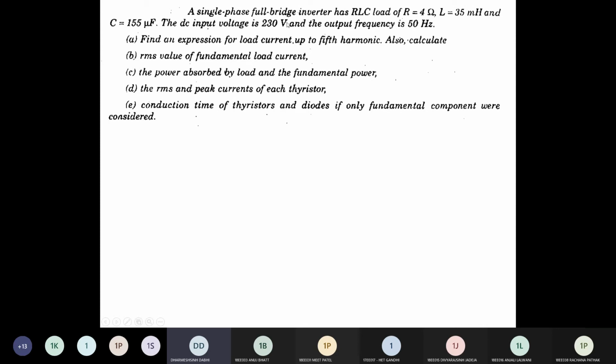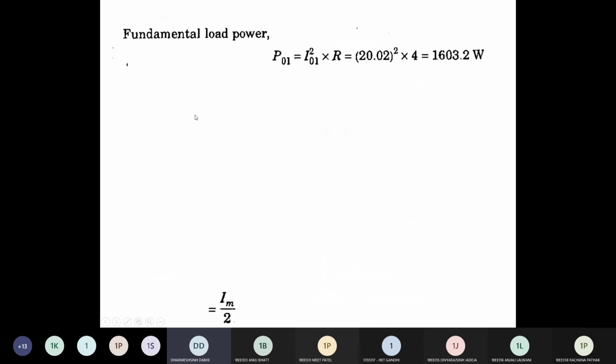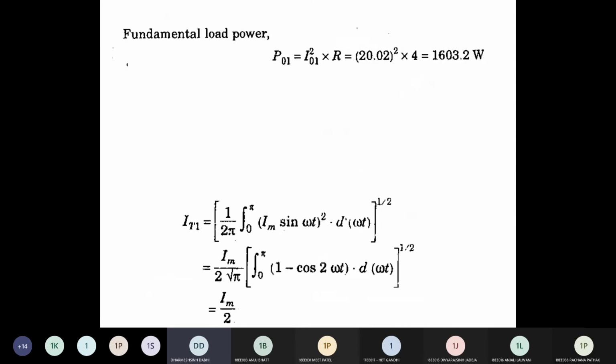See here is the full bridge inverter. As you know, there are 4 switches. At a time, two switches are on, and that is only for a 180-degree period. Clear? So how to calculate RMS value? So let's just do this, RMS value of thyristor current. This is the equation.